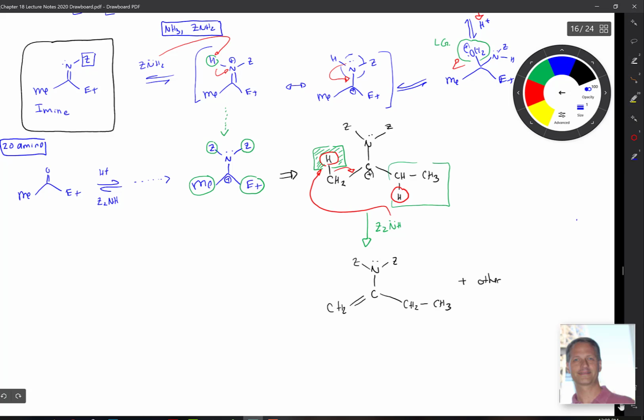Now this product has a special name. It is an alkene next to essentially an amine. So when we put both of those together, this thing is called an enamine.